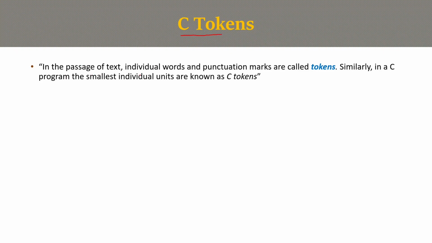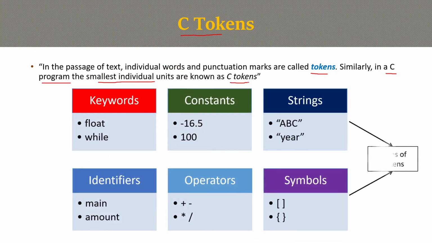In a passage of text, individual words and punctuation marks are called tokens. Similarly, in a C program, the smallest individual units are known as C tokens. So here I have listed some of the types of tokens. Here we have the keywords, the constants, the strings, the identifiers, the operators, the symbols. So these are different types of tokens, and under each token you can see some examples that are given.